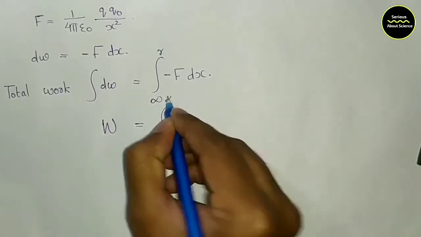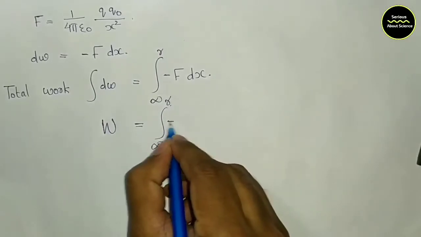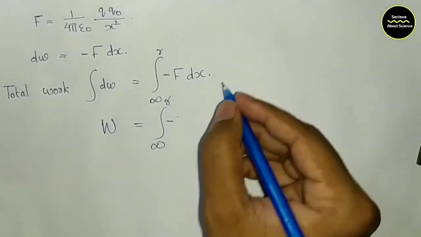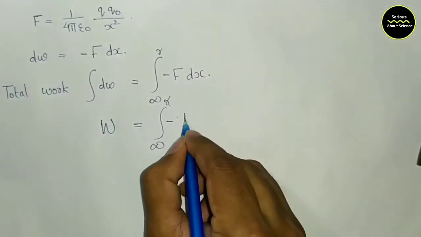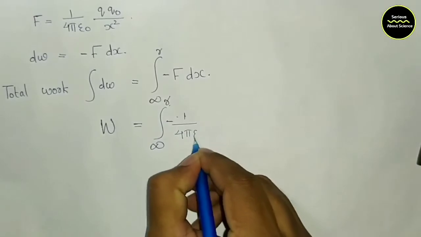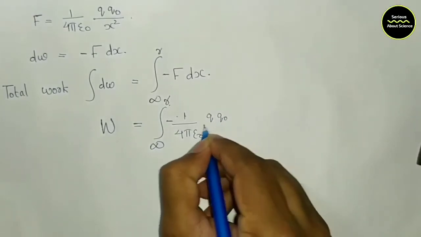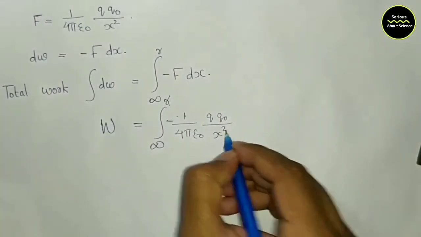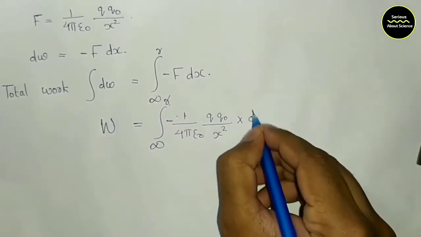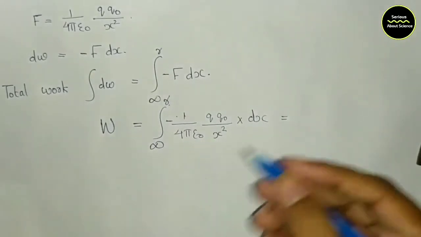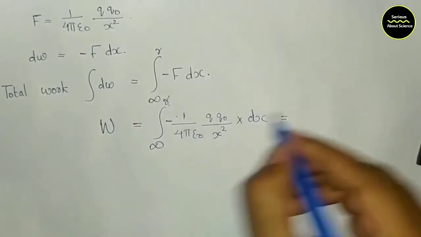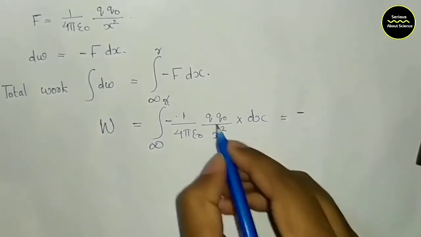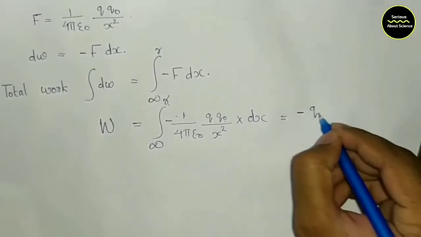That will be equal to W equals minus integral from infinity to R of F dx. The value of force is already written up. Force was equal to 1 by 4 pi epsilon 0 q q naught by x square. If you substitute there, minus integral from infinity to R of 1 by 4 pi epsilon 0 q q naught by x square into dx. This 1 by 4 pi epsilon 0 q q naught by x square is the electrostatic force of repulsion, and definitely the dx remains.